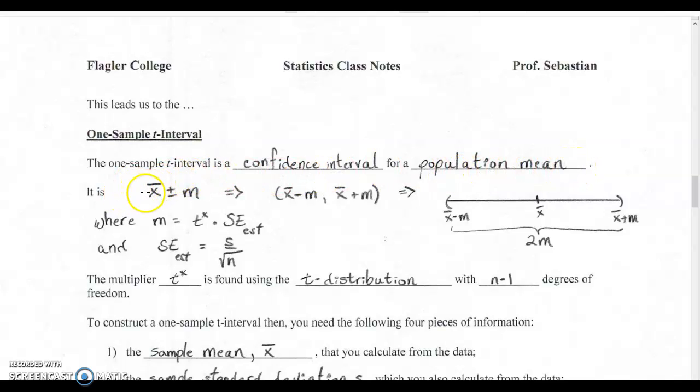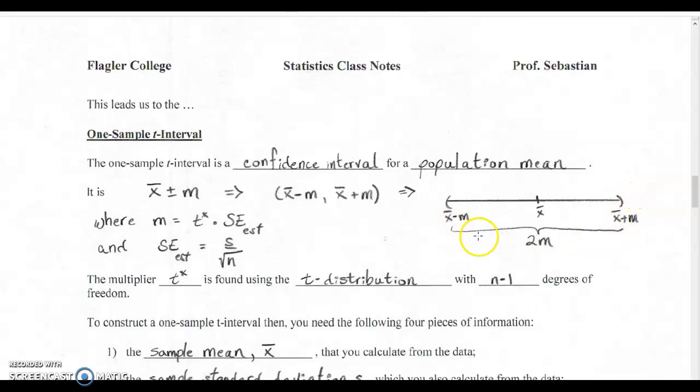So it's of the form x bar plus or minus m, so that's our estimator, x bar, our statistic, our sample mean, plus or minus m. Or if I write in interval notation, it's x bar minus m to x bar plus m. So in other words, we have x bar in the middle of our confidence interval, and we go a margin of error to the left of it, we subtract m, and we get the left side of the confidence interval, the lower limit, which is x bar minus m. And the right side of the confidence interval, or the upper limit, is x bar plus m.